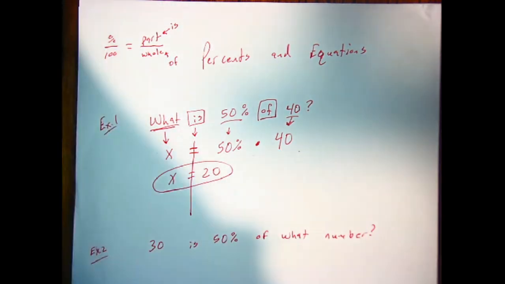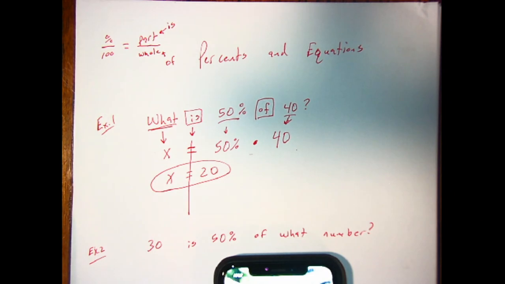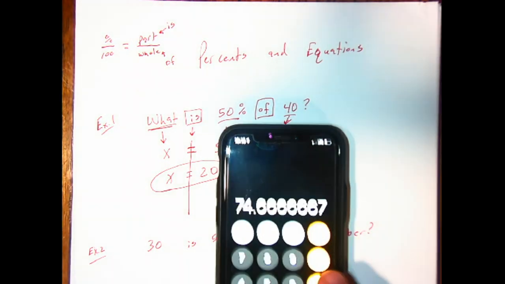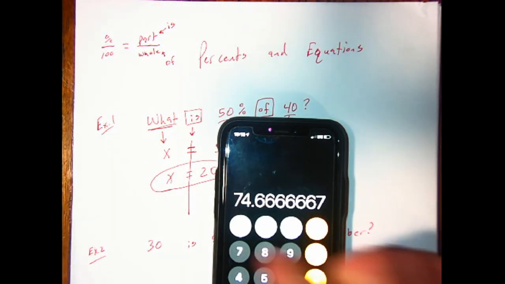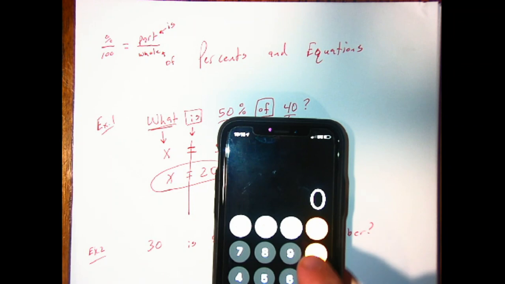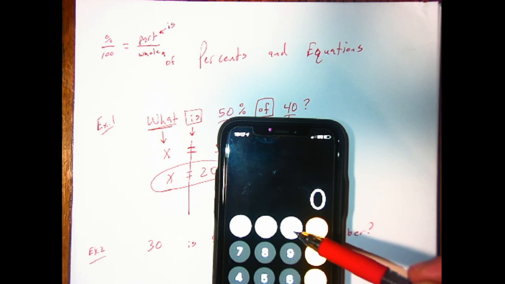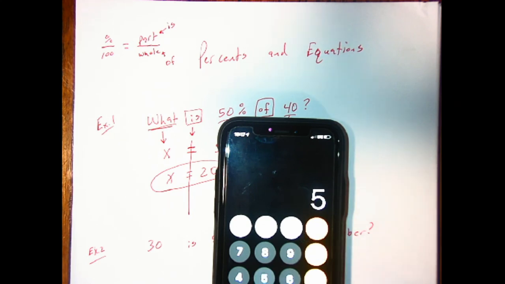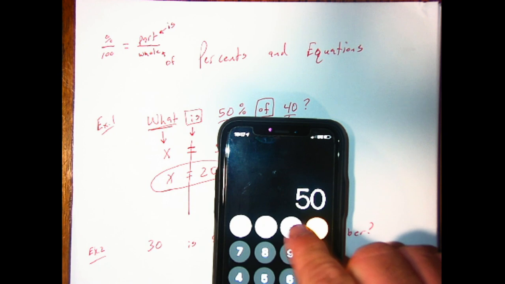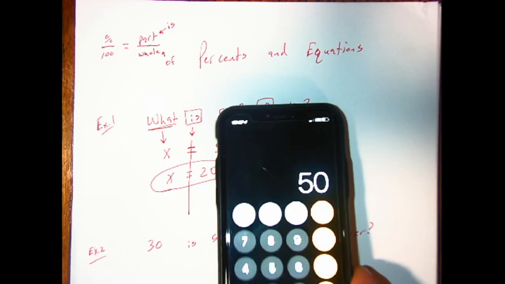The calculators on your phones a lot of times will be able to handle these calculations very well, and I want to show you what happens. So we're going to do 50%, and I want you to see what happens when I hit the percent button. You can't see it, but the percent button is right here. So I'm going to hit 50 and then hit the percent button right here. I don't know if you can see it or not.